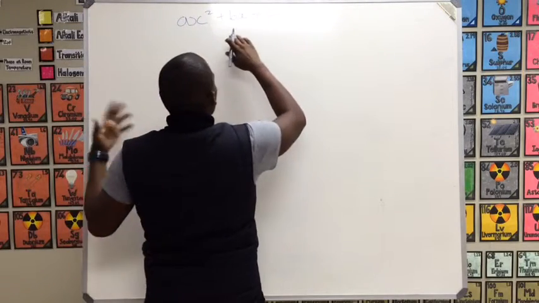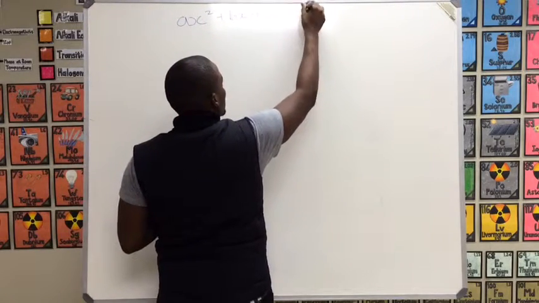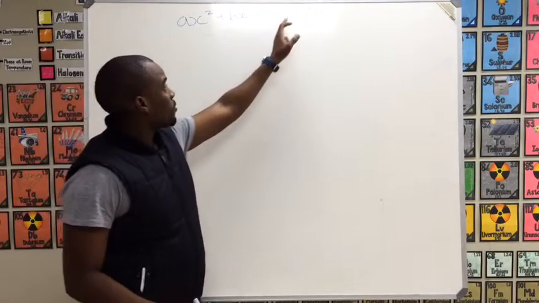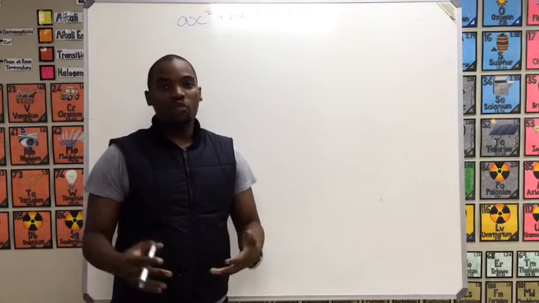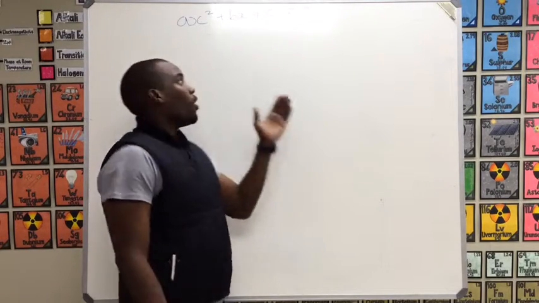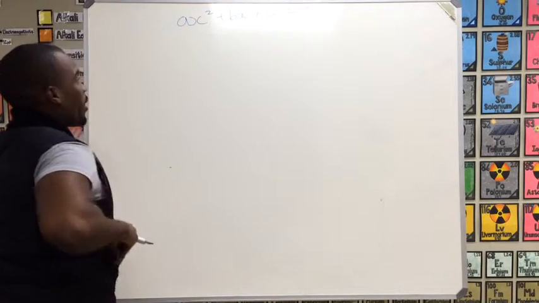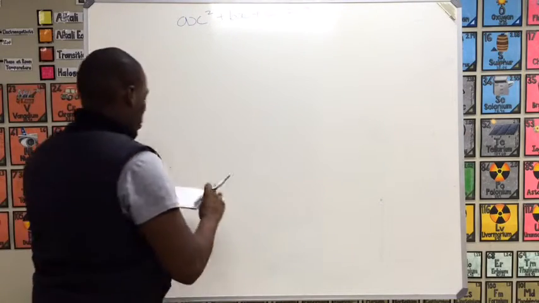So if I said ax squared plus bx plus c is equal to 0, if any x value makes this side equal to 0, that x value is considered to be a solution or a root of that expression. So now let's look at one example where we undergo factorization.